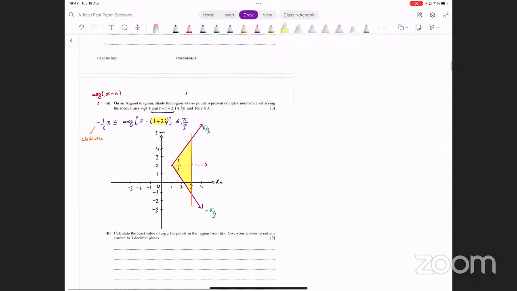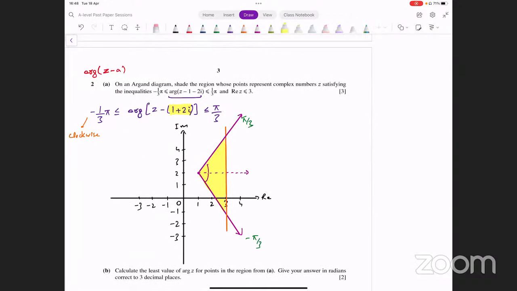Okay, ये आपके पास point Z की positions आ गई first part के अंदर. Remember, these angles are pi over 3, and this is also pi over 3. ठीक है, this yellow part is where you could be in this case.